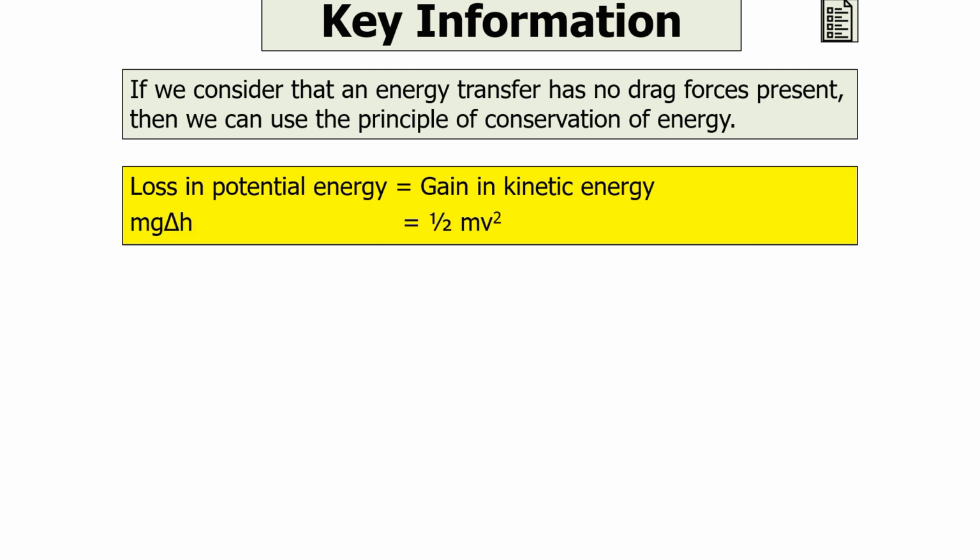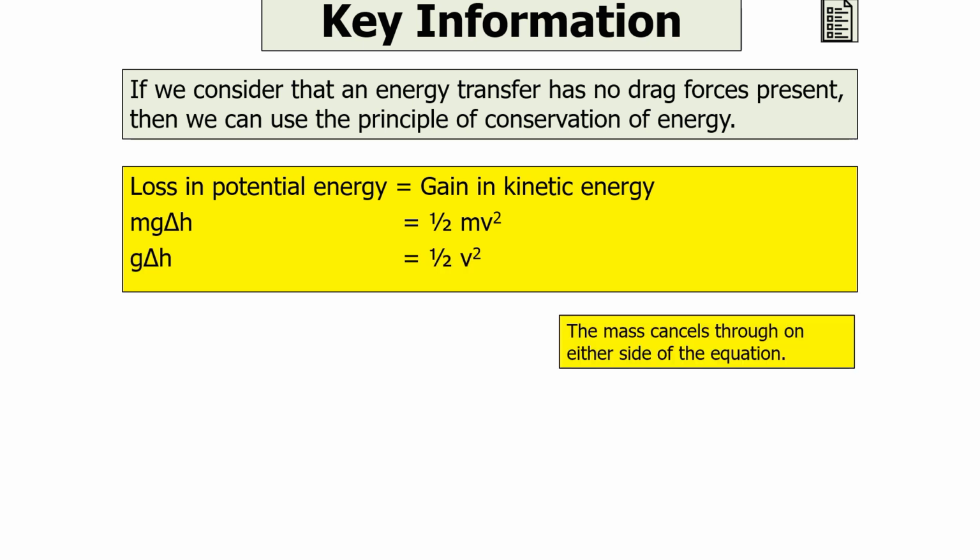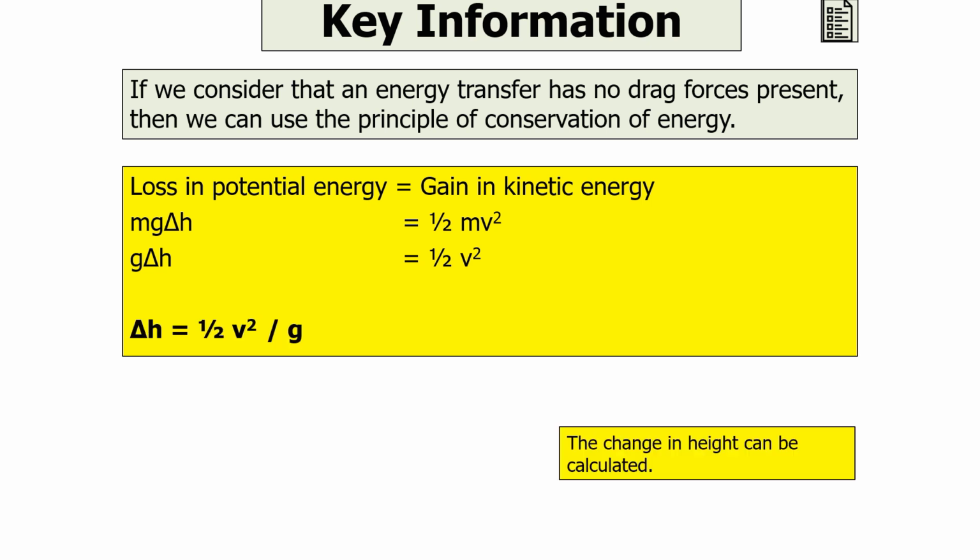So we can say mg delta h equals a half mv squared. Now the mass on either side of these equations cancels through to give g delta h equals a half v squared. So we can rearrange this equation to calculate our change in height. So delta h equals a half v squared over g.